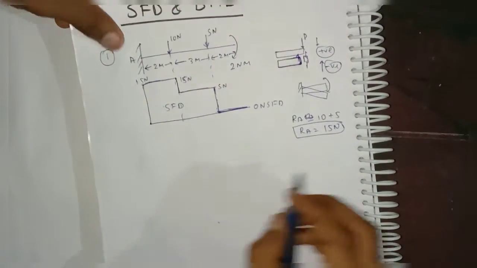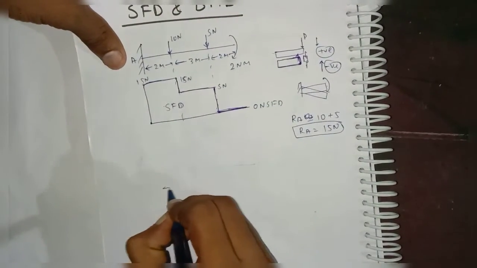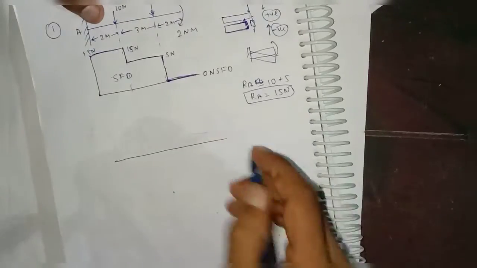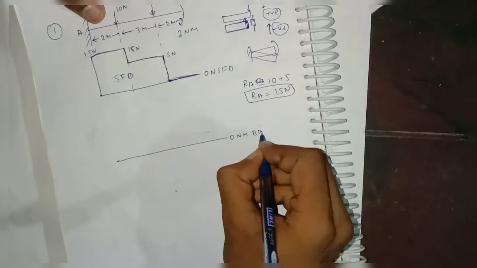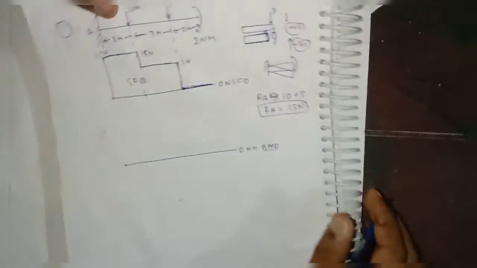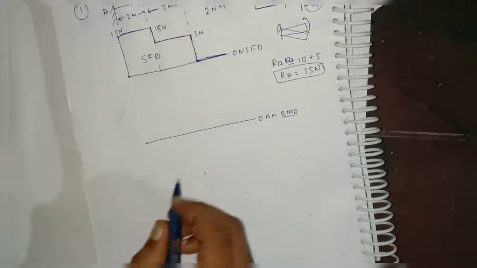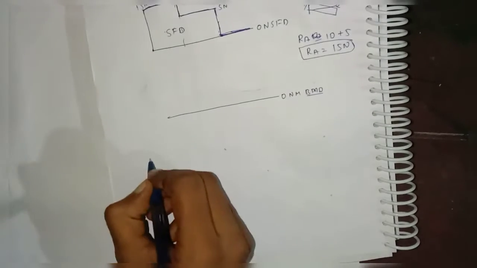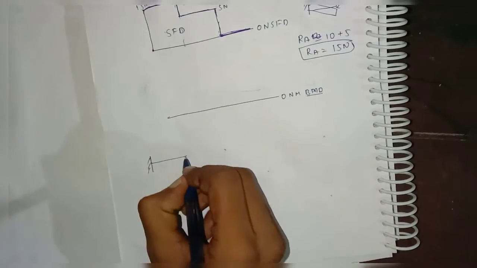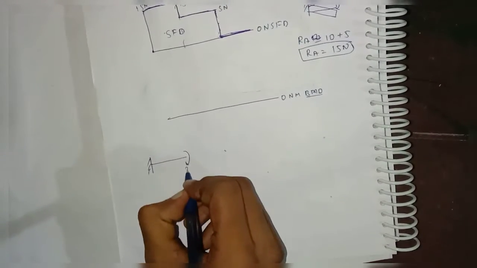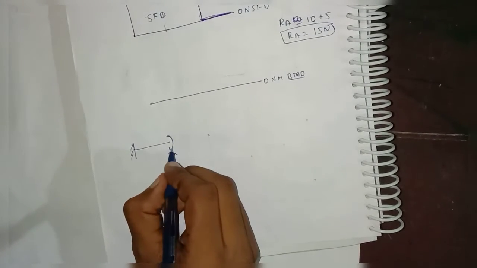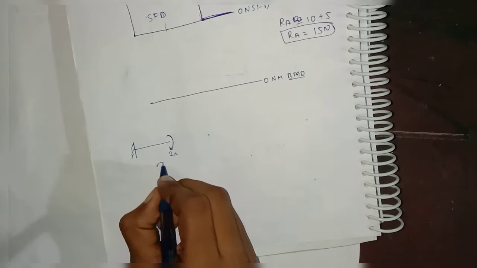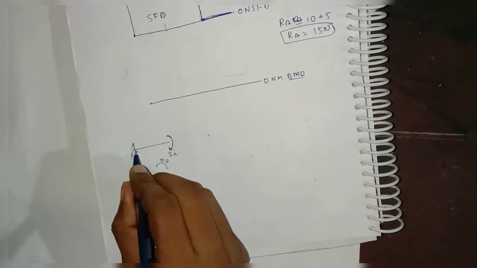Okay, for BMD, how to draw BMD? See, that is also very easy. This is 0 Newton meter BMD. For BMD, let's see some basic things. Like in this case, suppose this is your beam, and this moment is like this 2 Newton meter. If you're applying a concentrated moment like this, in this case your beam will bend like this, right?